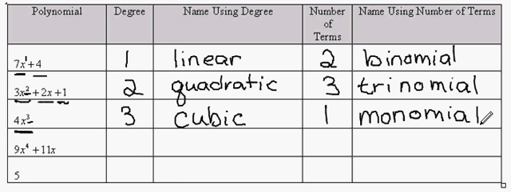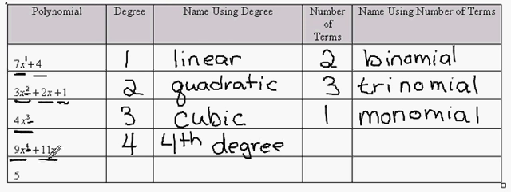The fourth problem, 9x to the fourth plus 11x. The biggest exponent is a 4, and that is called fourth degree. It has 2 terms to it, and as we went over before, we call that a binomial.